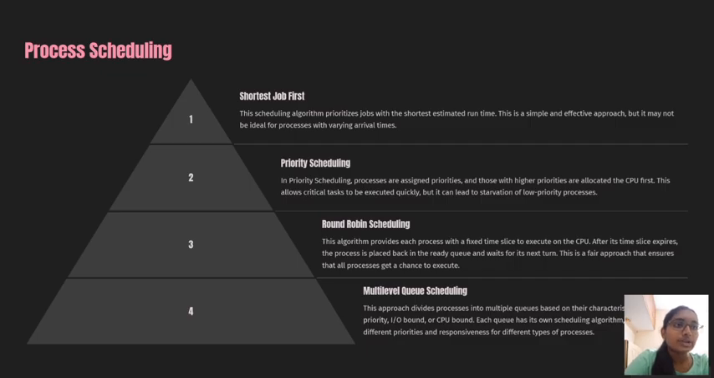Multi level queue scheduling. This approach divides processes into multiple queues based on their characteristics: priority, input output bound or CPU bound. Each queue has its own scheduling algorithm, providing different priorities and responsiveness for different types of processes.